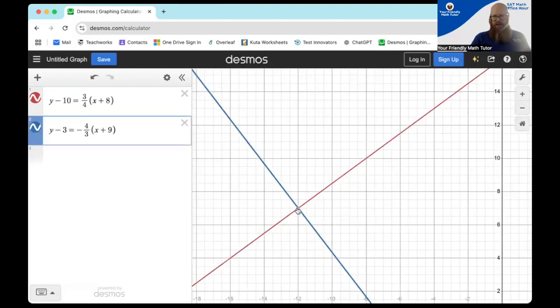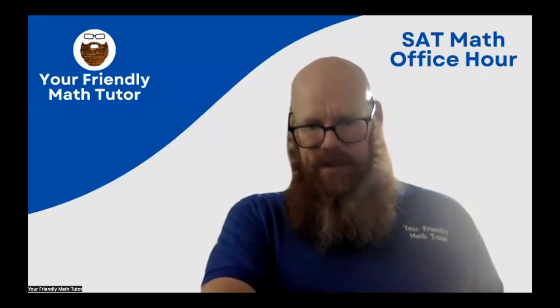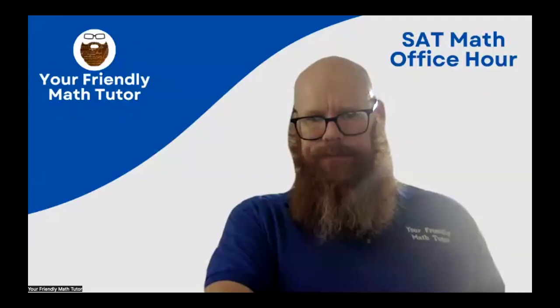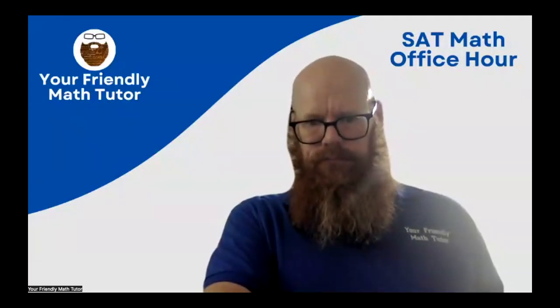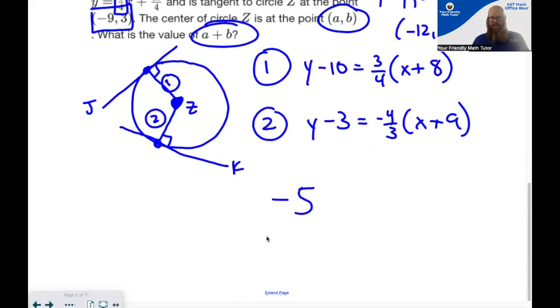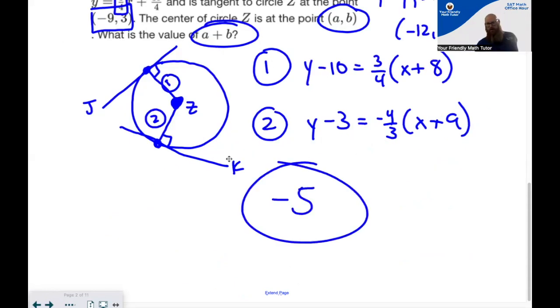They intersect at -12, 7. All right, so let's remember that. Whoops, I just shared the same thing. So the intersection, which would be the center, is -12, 7. So -12 is A, 7 is B. And if I add them together, finally, I get the answer of -5. So -12 plus 7 is -5, and that is the answer to the problem.